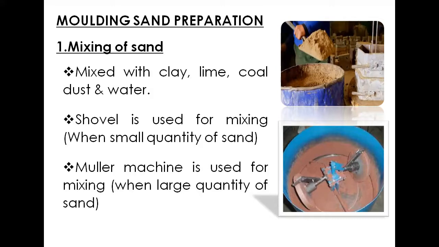The last one, molding sand preparation. What are the stages to follow to prepare the molding sand? The first one, mixing of sand. Here the sand is mixed with clay, lime, coal dust and water, manually as well as with machines. Manually we use a shovel, a hand tool to lift the sand. A shovel is used for mixing when the quantity of sand is small. A muller machine is used for mixing a large quantity of sand. Depending on the application and the facility available, we choose which to use.